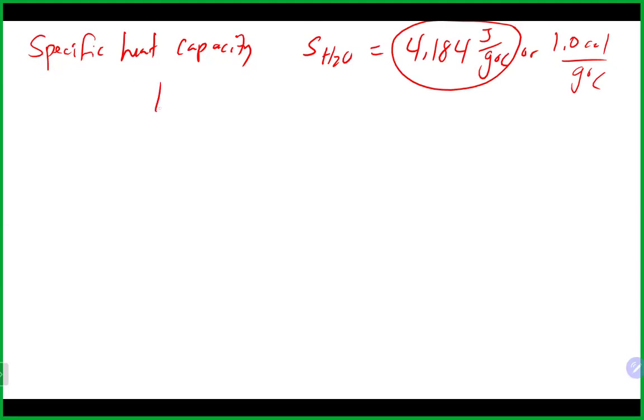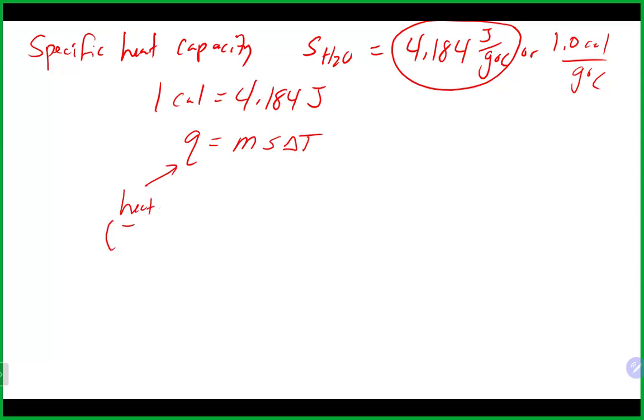Also a reminder that 1 calorie is 4.184 joules. So that is the conversion between the two units of energy. And we could calculate heat by going Q is equal to m s delta T. Here, Q is our heat or energy. It has units of joules, or calories are the typical units we see associated with that. m is mass, which has units of grams. s is the specific heat capacity.